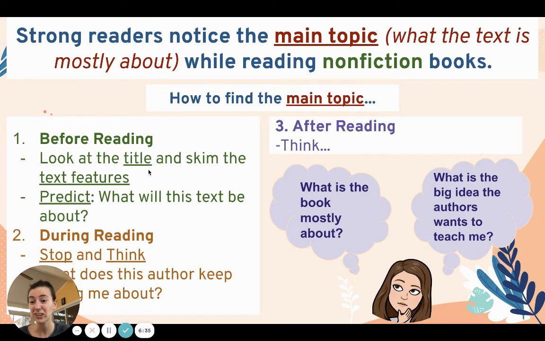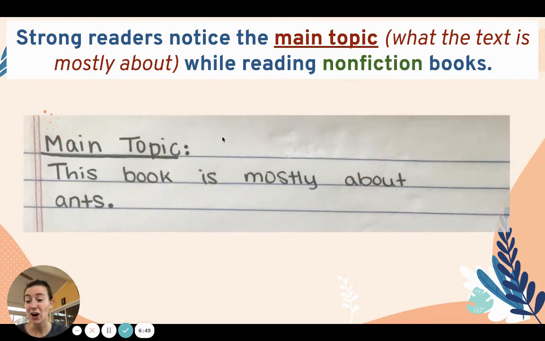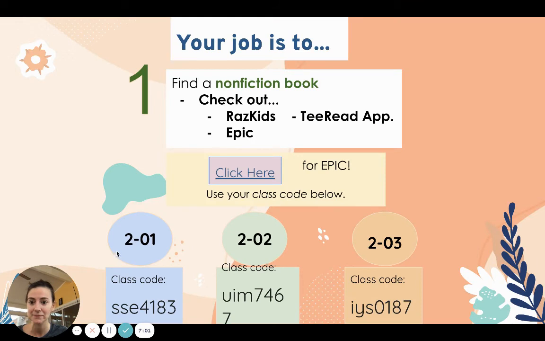We've thought about the title and the text features before we're reading. We've stopped and thought during our reading, and we've thought afterwards, what is this book mostly about? I think we're ready to write our main topic. Friends, our book is mostly about ants, so I'm going to put that in a sentence. This book is mostly about ants. There we go. That's our main topic.